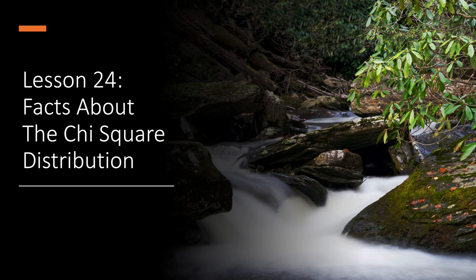We need to complete lesson 24, which is facts about the chi-square distribution. That's not chi-square, it's chi-square distribution, I should say. And that's a Greek letter chi. And this is a really short lesson. This just introduces and gives some facts to you guys.